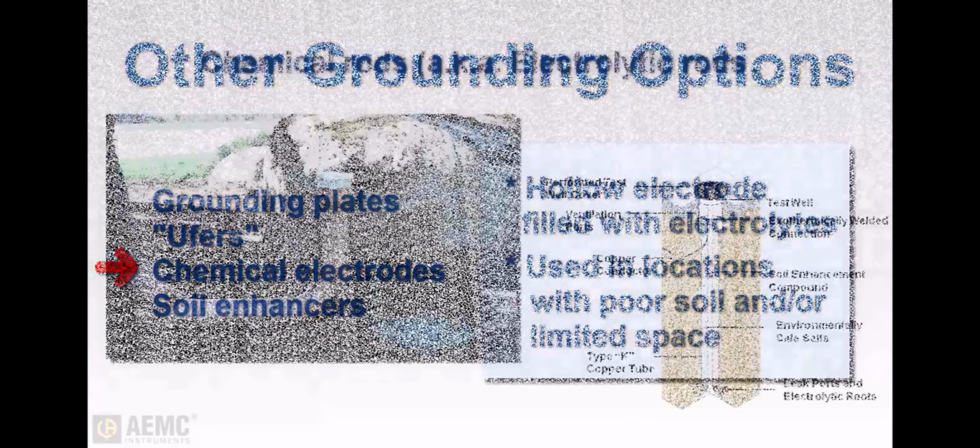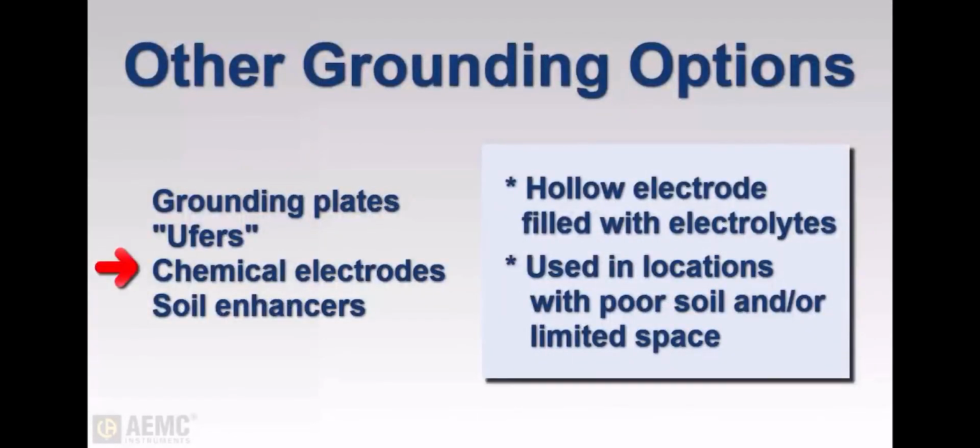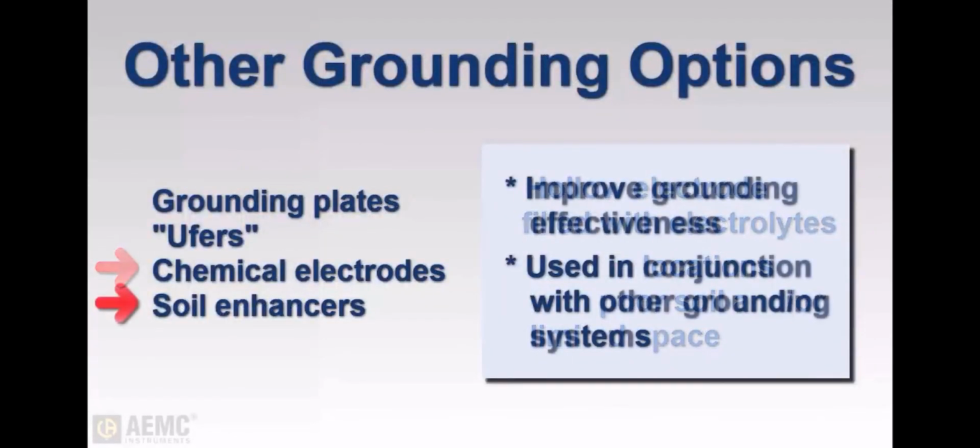This option can provide an efficient ground system in locations where poor soil conditions are present, and spacing for electrodes is limited. Chemical rods are often used in conjunction with soil enhancement materials that improve grounding effectiveness. These materials can also be used in other grounding systems located in soils with poor conductivity.